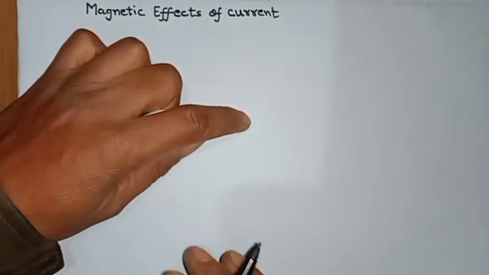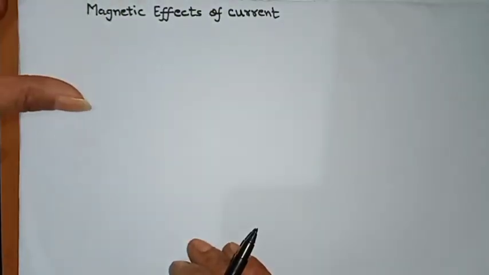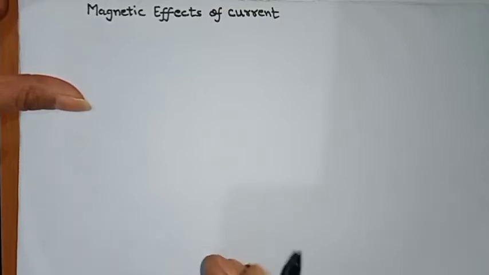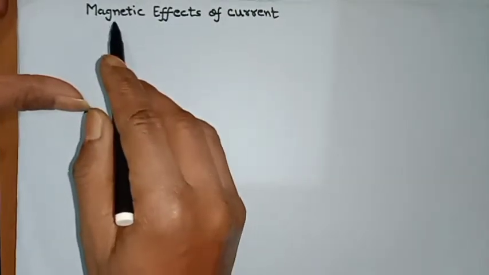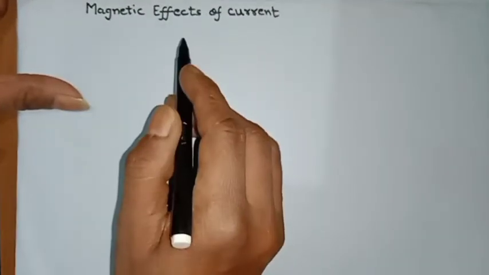Class 10th Physics, chapter Magnetic Effects of Current. So previously we have seen the basic concepts about magnets and magnetic field and some related topics. Okay, so now we will get into the main part, which is magnetic effect of current.